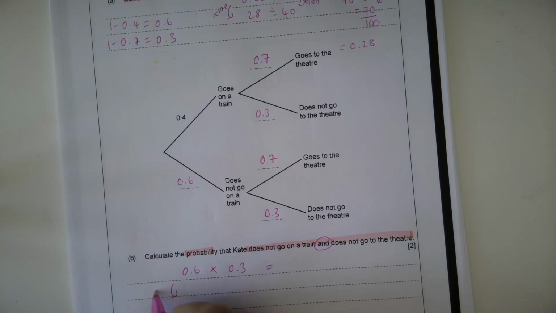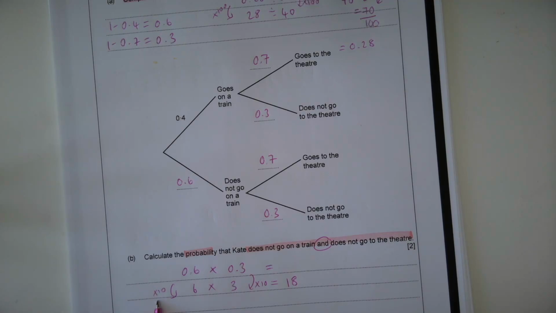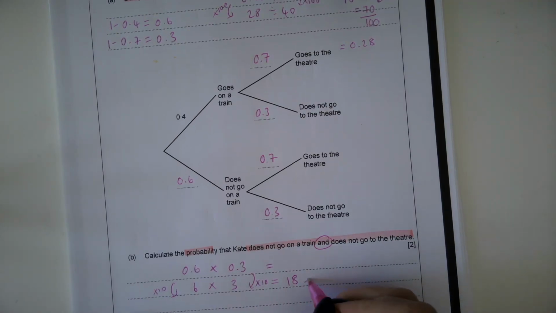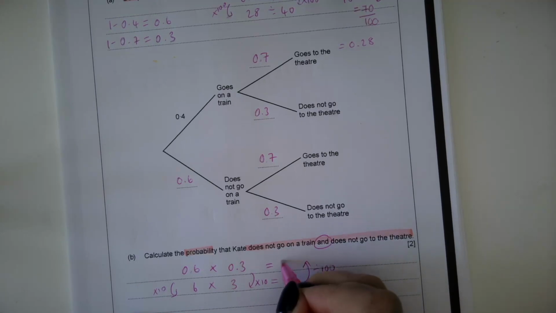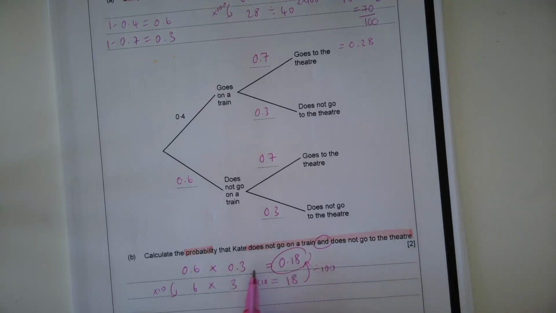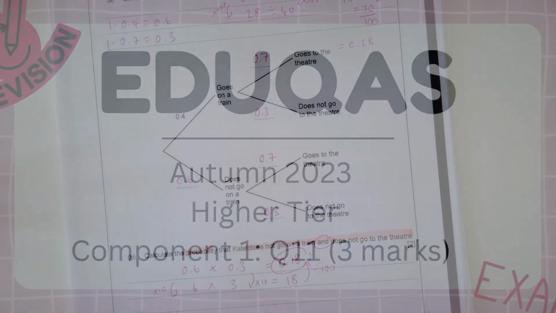So if I times this by 10, I get 6. Times this by 10, I get 3. 6 times 3 equals 18, but I've got to reverse those things. So 18 divided by 10 and divided by 10 again. So I'm technically dividing by 100. So when I divide by 100, I get 0.18. I find it easier to do it that way, guys, to make sure I have the right number of decimal places than try and guess.